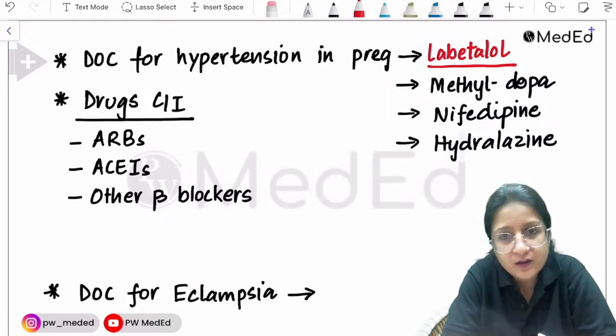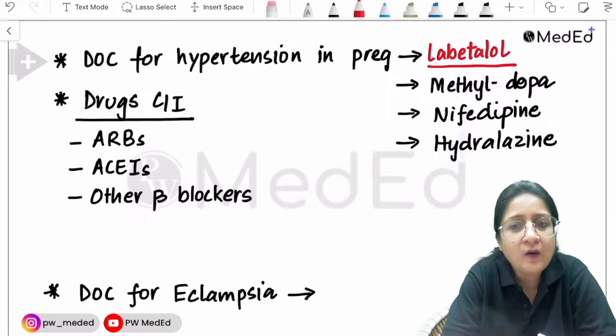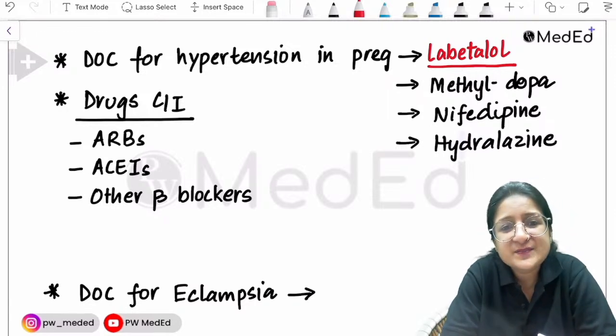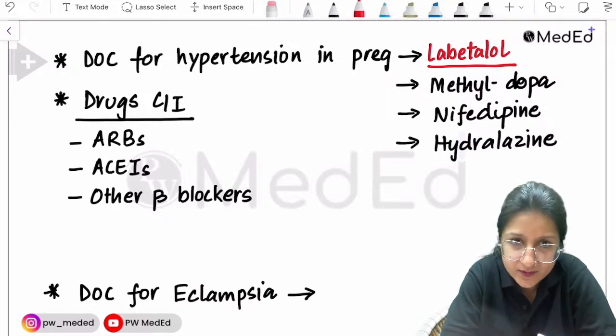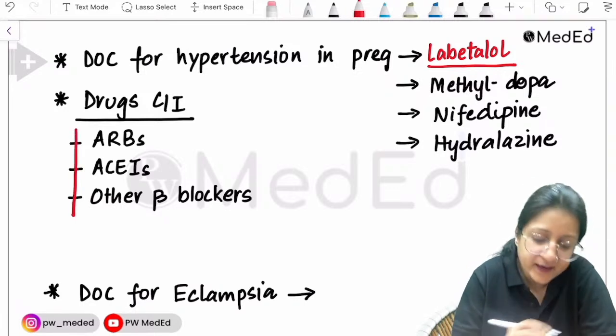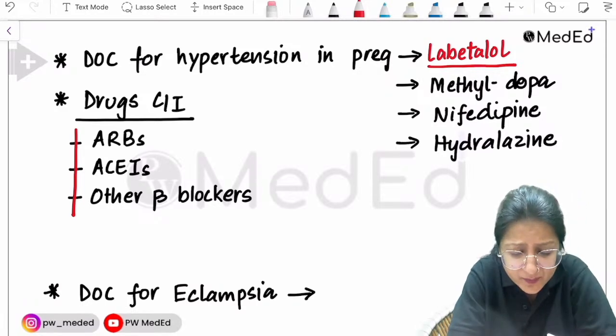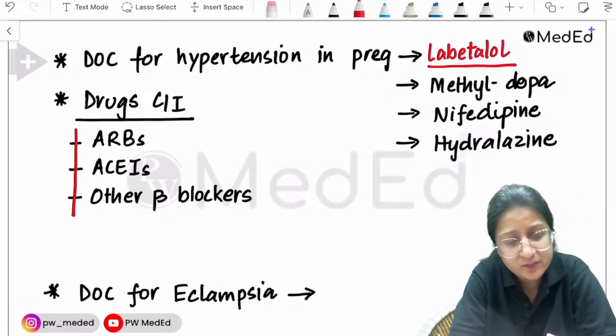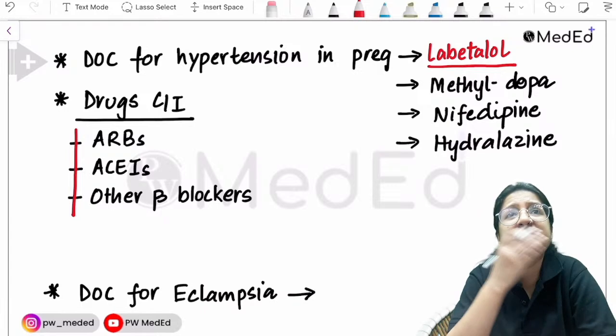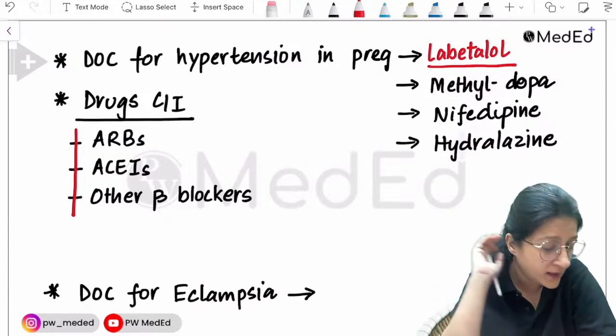Methyldopa is a good drug, nifedipine, all these are first line drugs. Labetalol, methyldopa, nifedipine, hydralazine, all are first line drugs. But if they specifically ask you drug of choice, it's labetalol. Drugs that are contraindicated, we just discussed this previously also: ARBs, ACE inhibitors, other beta blockers as well. Other beta blockers, that means like atenolol, metoprolol, these ones.